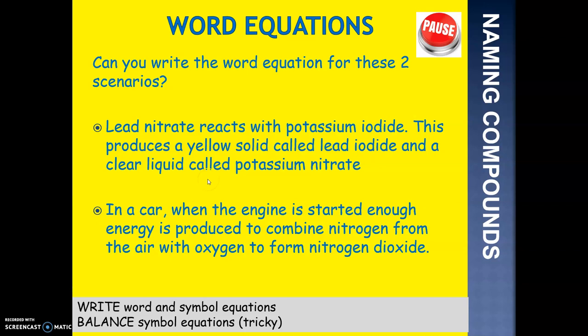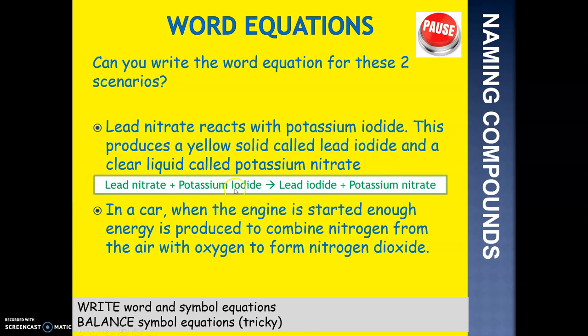So, lead nitrate reacts with potassium iodide. This produces a yellow solid called lead iodide and a clear liquid called potassium nitrate. So this will obviously make lead nitrate plus potassium iodide, reacting them together to make lead iodide and potassium nitrate. So they have just been swapped over. That's all that's happened here.